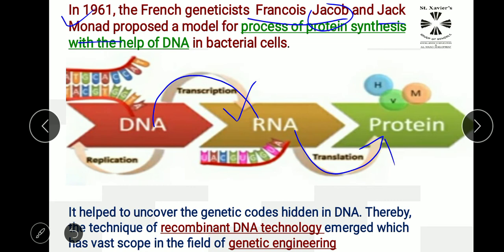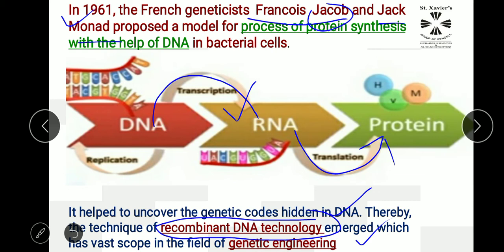This model was proposed by Francois Jacob and Jacques Monod. Once they proposed this model, it helped to uncover the genetic codes hidden in DNA strands, and thereby the technique of recombinant DNA technology emerged with a vast scope in the field of genetic engineering.